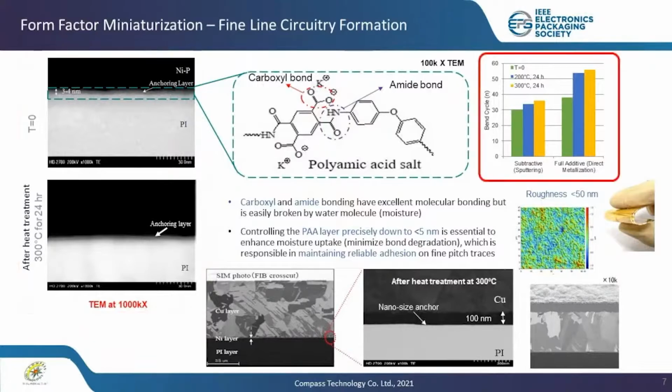As we can see from the diagram, the circuit formed by this technique possesses excellent bending endurance and also a smooth surface with an Ra value below 50 nanometers. The bending cycle is also superior as compared to conventional sputtering type materials, while the smooth surface also benefits a significant reduction in conductor loss, and therefore it is ideal for signal transmissions.